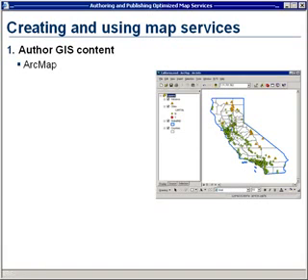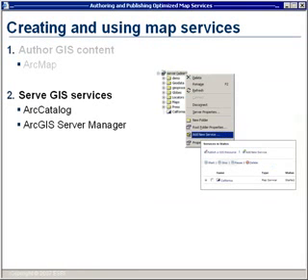Let's take a look at the process of creating and using a map service of either type. The first step is to author the content of the service. What is the data you wish to display, and what do you want it to look like? We can specify the answers to these questions through an ArcMap document. Next, we want to serve this information out as a map service. This can be accomplished through either ArcCatalog or ArcGIS Server Manager.